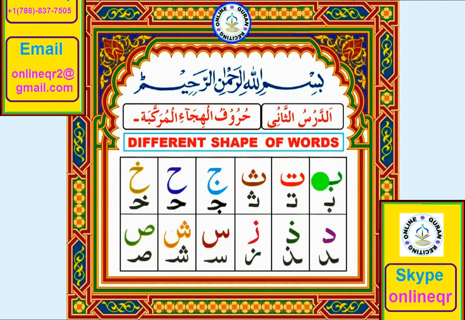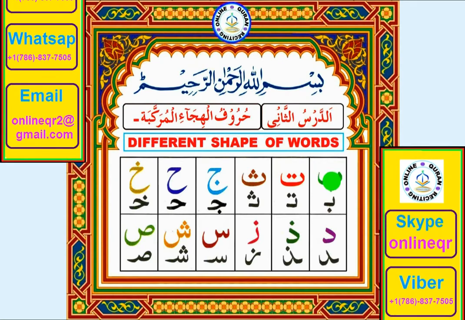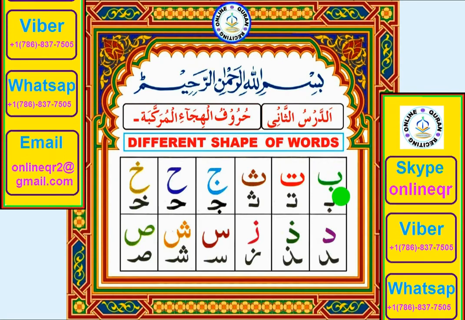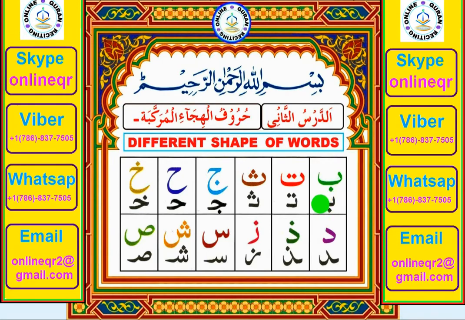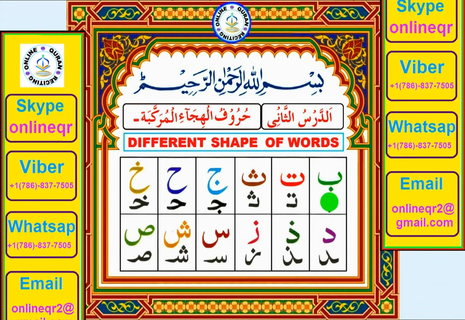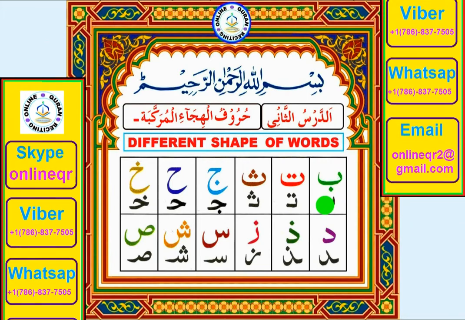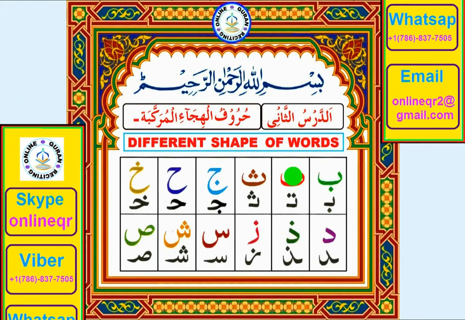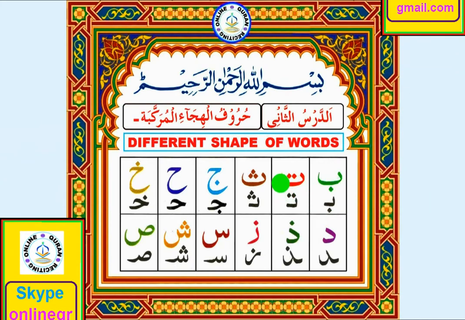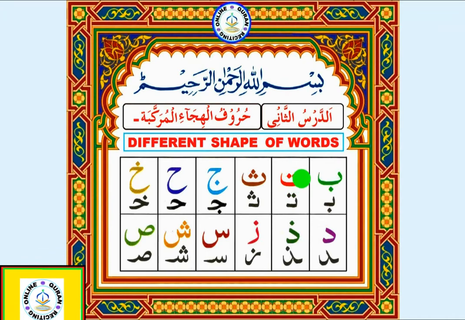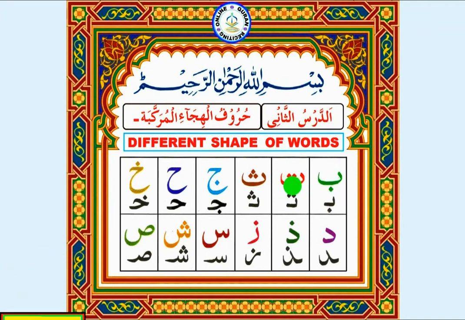This is ba. After using in sentence, its shape becomes like this. This is ta. After using in sentence, its shape becomes like this.